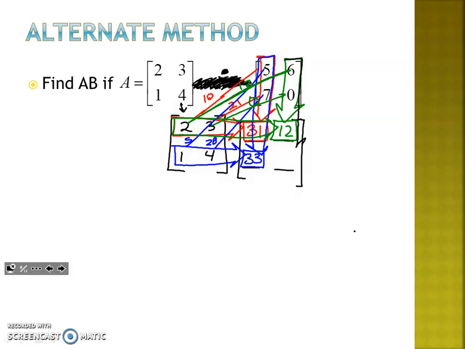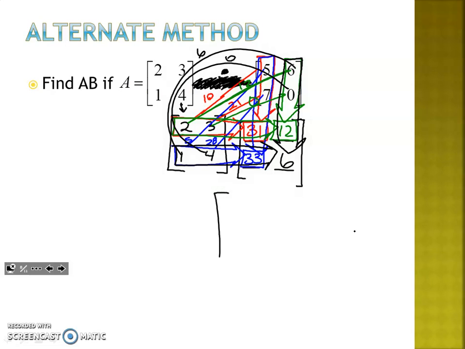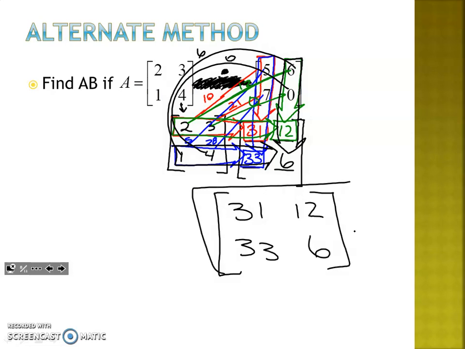Am I 6 and 0? Gosh, I'm going to be honest, guys, I really hate this. This is too much. So I'm just going to loop them. 1 and 6 gives me 6. 4 and 0 gives me 0. What's 6 plus 0? That gives me 6. So your answer for this one is 31, 12, 33, and 6. And that's our answer.